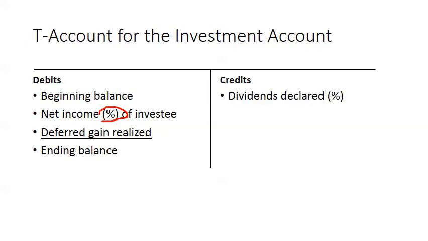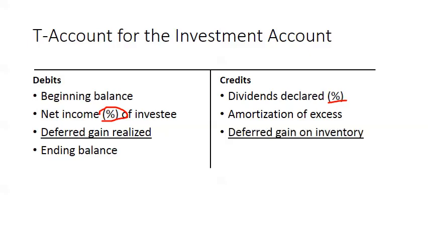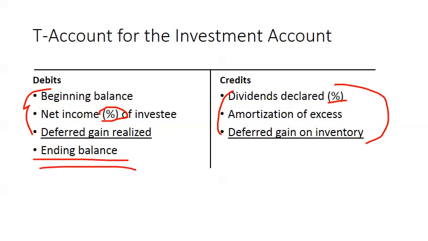And our credits are going to be that any dividends declared reduces our investment. Dividends declared, don't forget the percentage. And then the amortization of the excess, for example, that 34,000 amortization of the copyright, and any deferred gains we're going to defer is going to reduce our investment. So these are all increases, and over here is our decreases, and that gives us our ending balance in the investment account. It's a very good way to analyze things using T accounts.